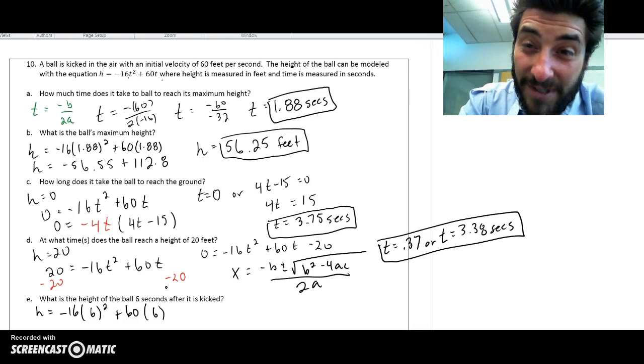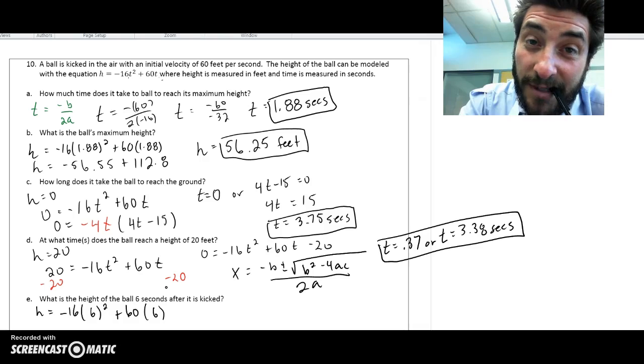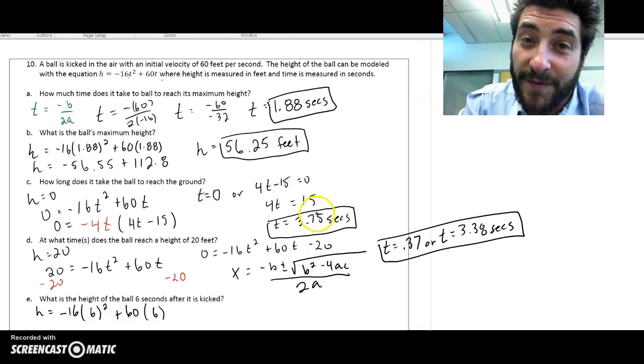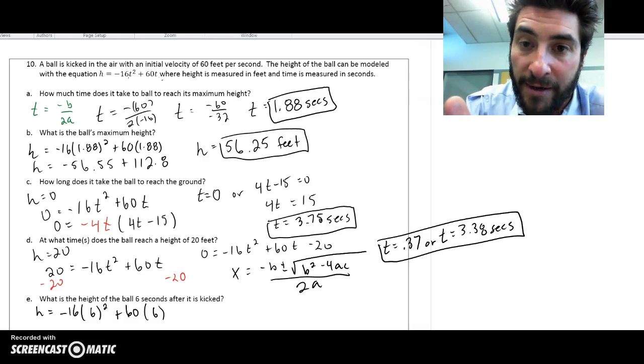I know what the height of the ball is after 6 seconds because I know how long it takes it to reach the ground. All right, think about that for a second. It takes only 3.75 seconds for it to reach the ground. So how high is the ball going to be another 2.25 seconds, another 2 seconds later, if it was already on the ground? All right, it's 0. The height is 0. It's on the ground. It's been there for a while.